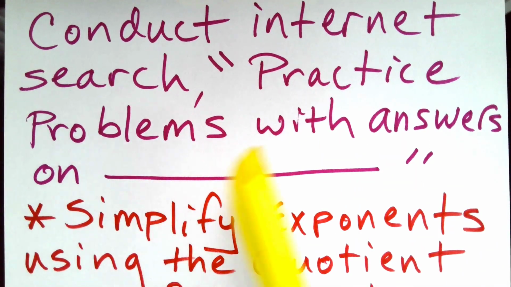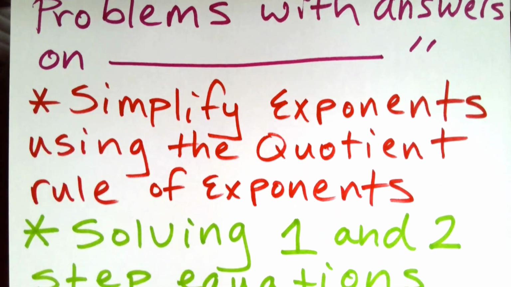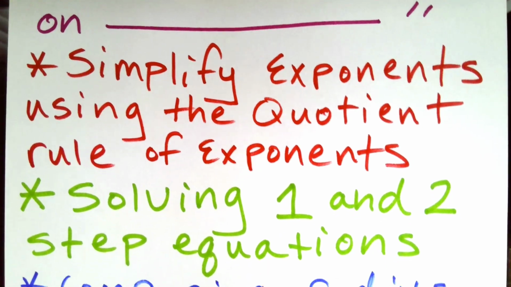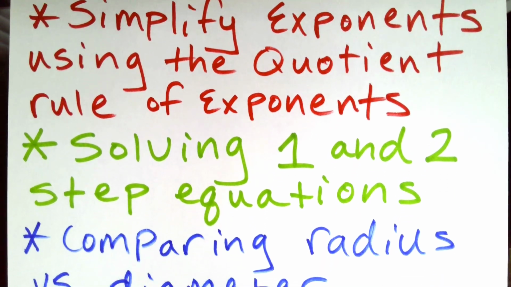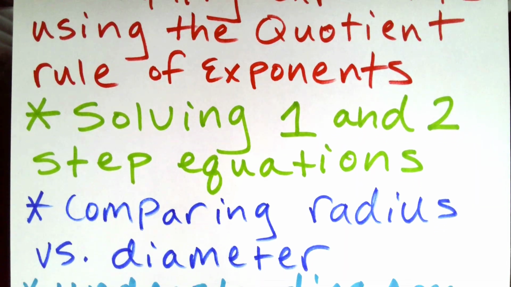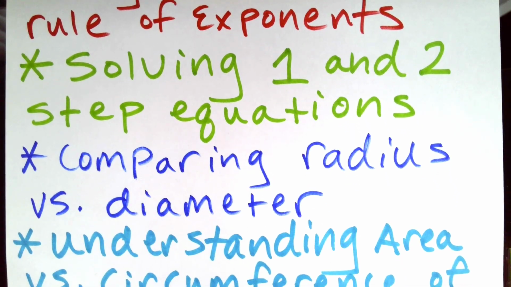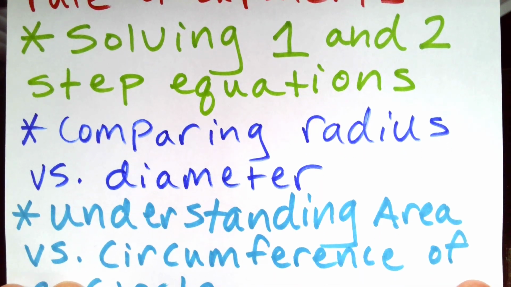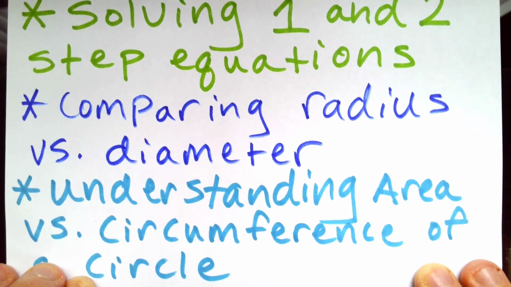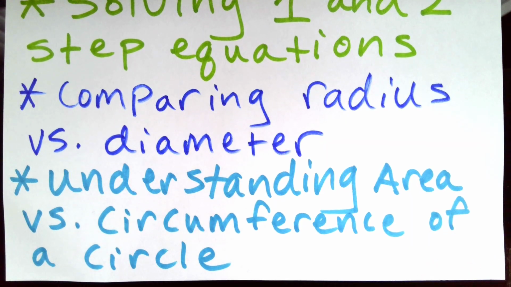So put in practice problems with answers on simplifying exponents using quotient rule of exponents. Solving 1 and 2 step equations. You can also include multiple step equations in that search. You'll get all 3. Compare ratio versus diameter. Understanding area versus circumference of a circle. If I've gone too fast for you there, please stop, pause, rewind the video.